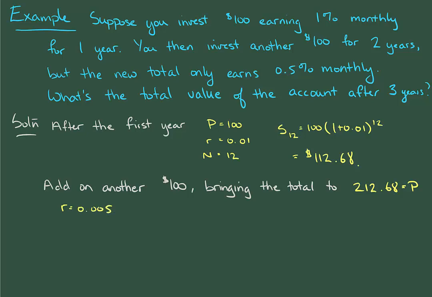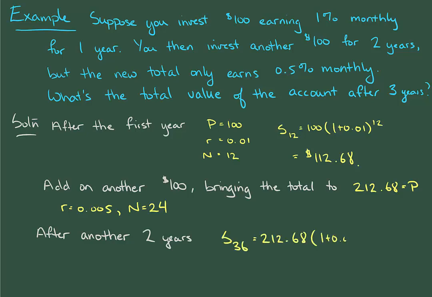Okay, so again, R is 0.005 because it's 0.5% interest. N is 24 this time, right? Because we're compounding monthly, but for 2 years. So that's 24 months, 24 compounding periods. And so after another 2 years, we're just going to plug everything into our formula. And we're going to have to, again, use a calculator to work this one out. We're going to get 239.72.